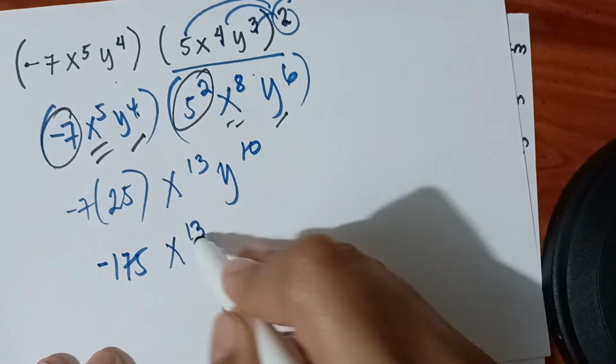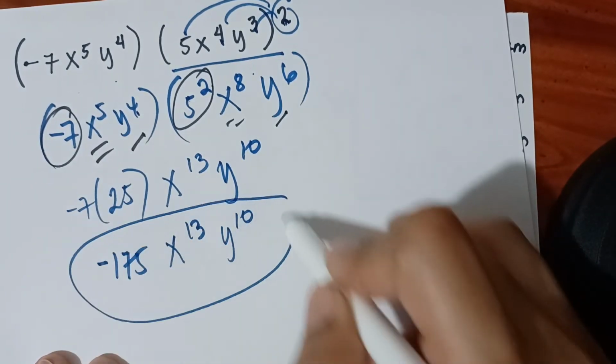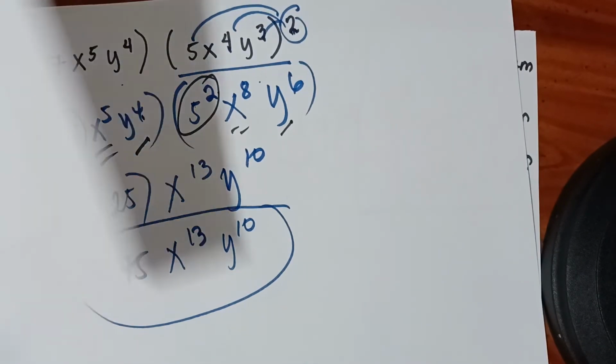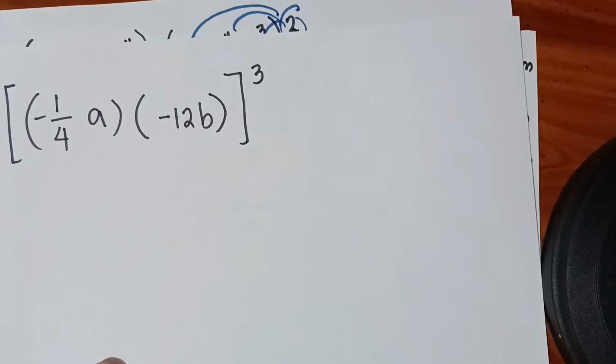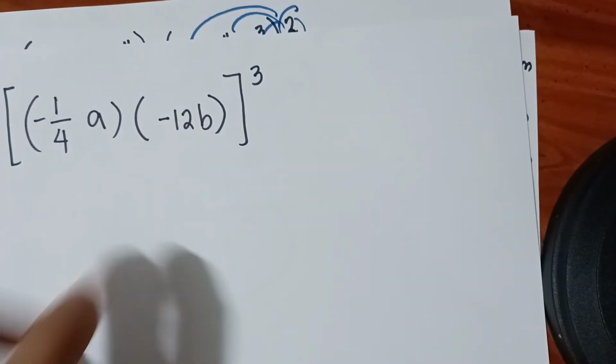X raised to the 13, y raised to the 10th power. And that is the answer. Okay? Next, paano naman pag may ganito? So, monomial times a monomial, tapos merong exponent outside.